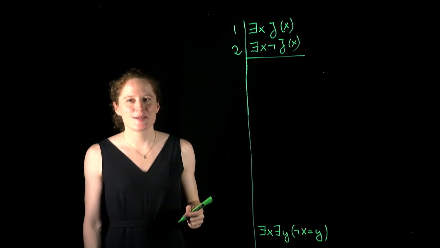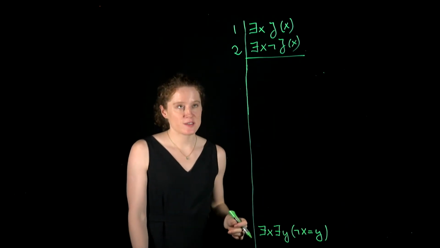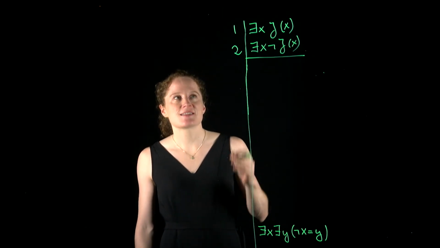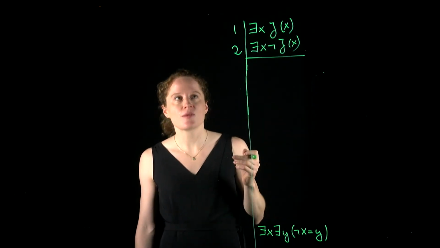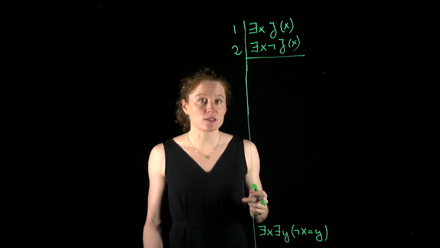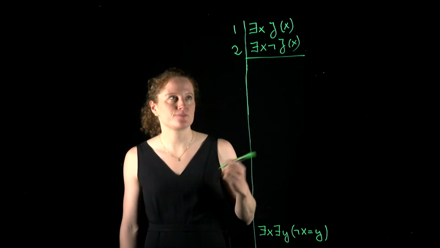Okay, let's look at a proof strategy that does work. So we can prove this conclusion using forward planning. Forward planning suggests to look at our premises, in this case two existentially quantified sentences, and to use the corresponding elimination rule. And that's what I'm going to do here.